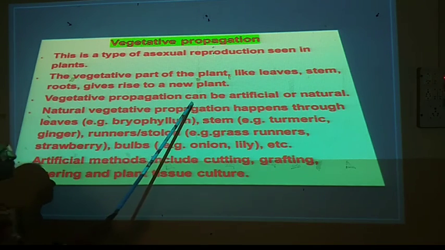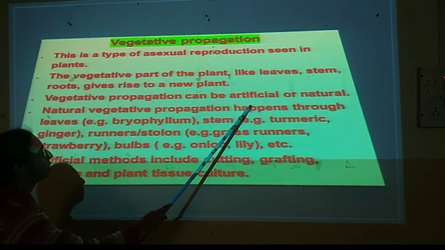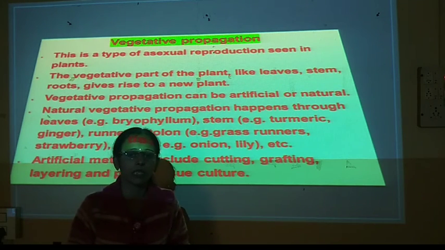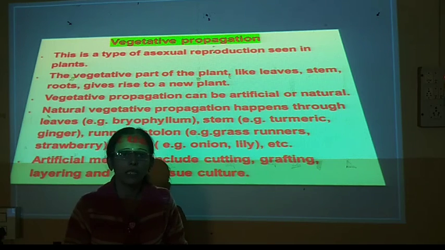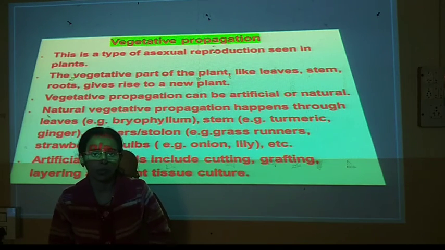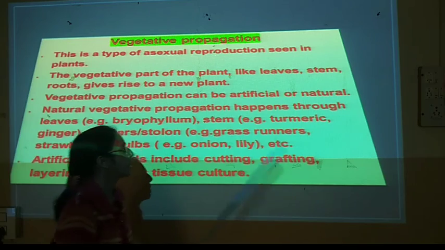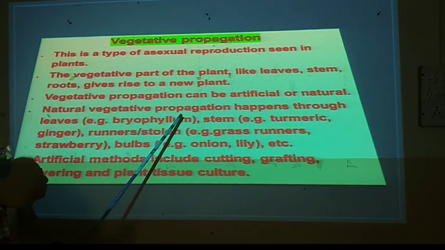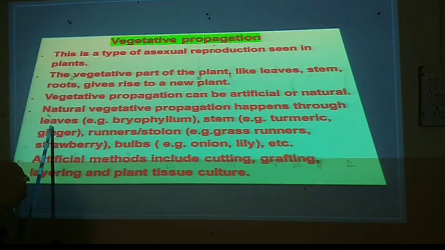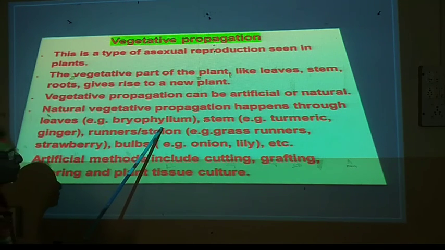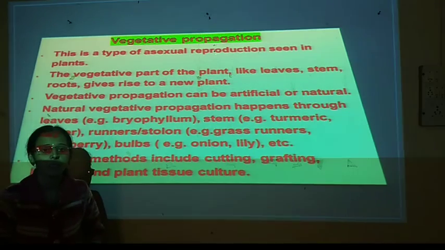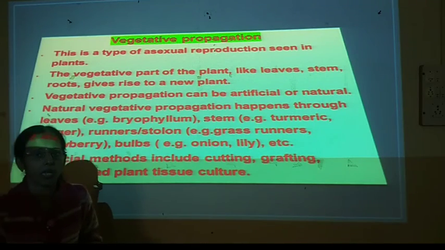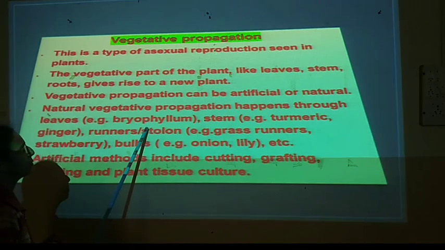Vegetative propagation can be artificial or natural. Artificial means it is man-made. In case of grafting, we use the stem or tuberose, and these are used for the formation of a new plant. Natural vegetative propagation happens through the leaves. For example, bryophyllum. In bryophyllum, small leaves are produced from the leaf margin, and when they fall down, they form new bryophyllum plants.